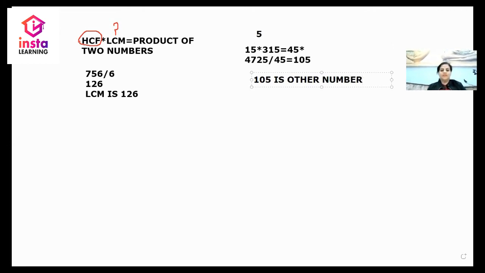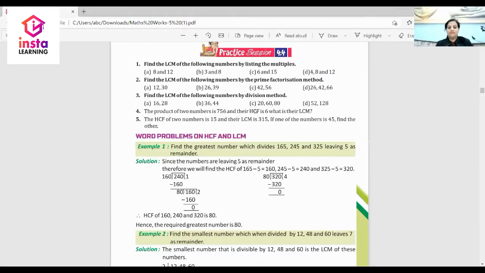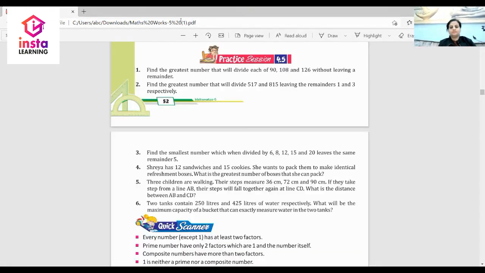So here we have done our exercise 4.4 fully with the LCM and HCF concept, and the mixed sums also we have done properly. Now we will do exercise 4.5 in a proper way. In that we are going to do greatest and smallest number. Greatest is about HCF and smallest is all about LCM.